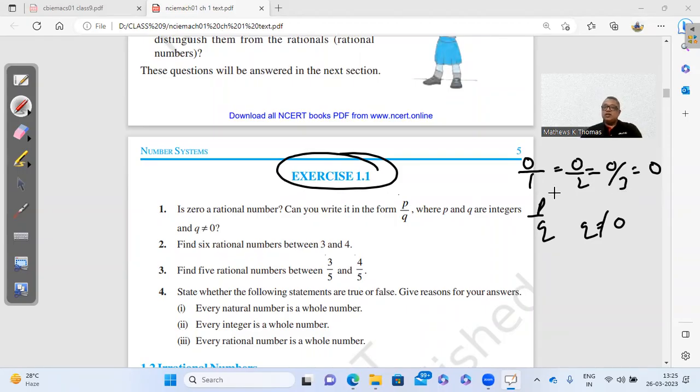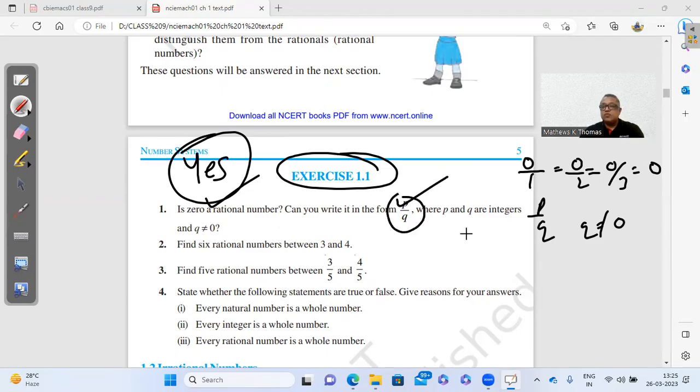Here the denominators are not 0. Denominators can be anything, 1, 2, 3, 4, but the value is still 0. So 0 by 1 is 0, 0 by 2 is 0, 0 by 3, 0 by 100, 0 by 1000, whatever you put in the denominator. So 0 is a rational number. The answer is yes, because it can be expressed in the form of P by Q, where Q is not equal to 0. That's the answer, right? Why? Because 0 divided by any number gives us 0, and it can be expressed in the form of P by Q, but Q should not be equal to 0.